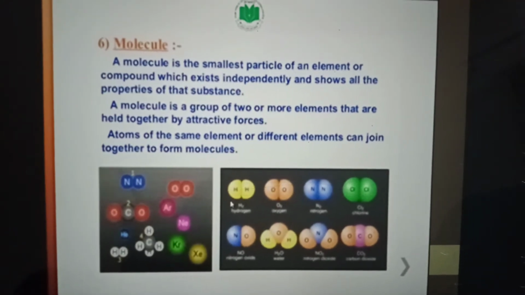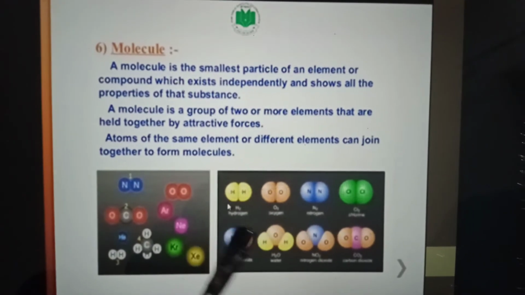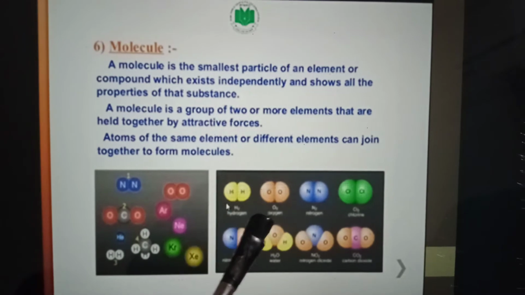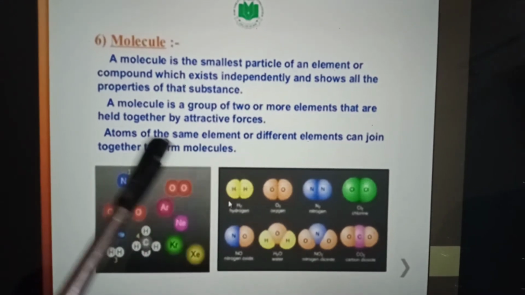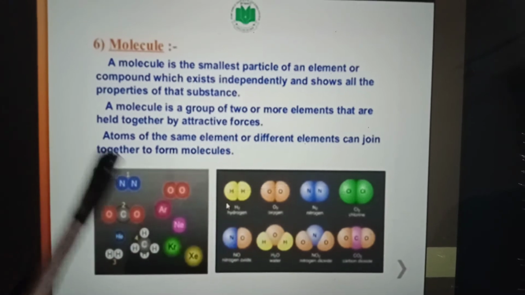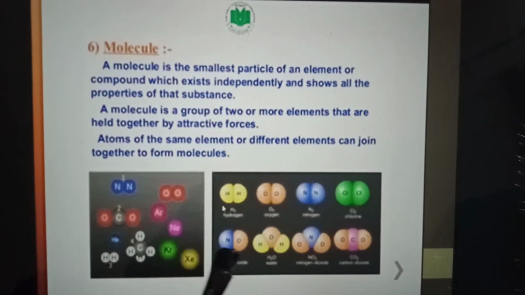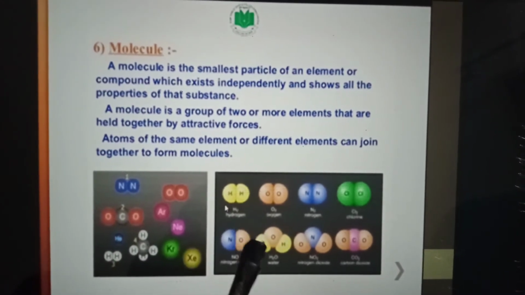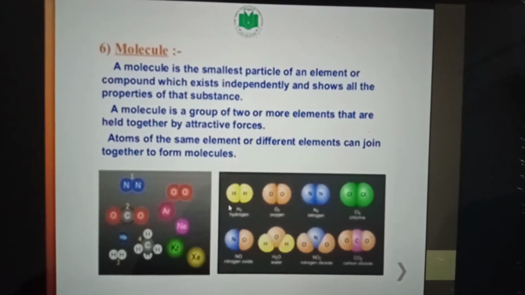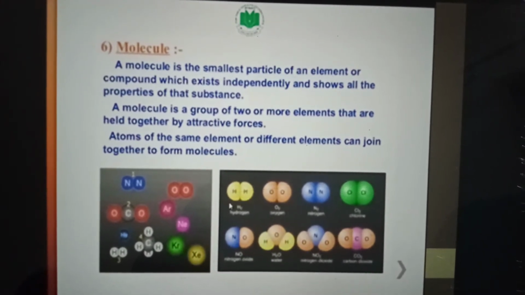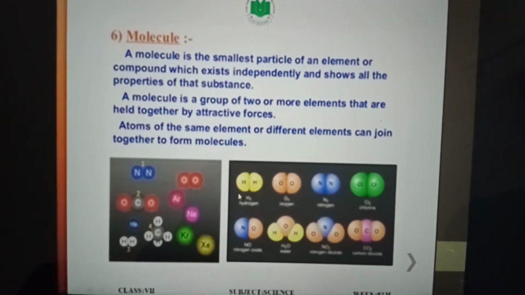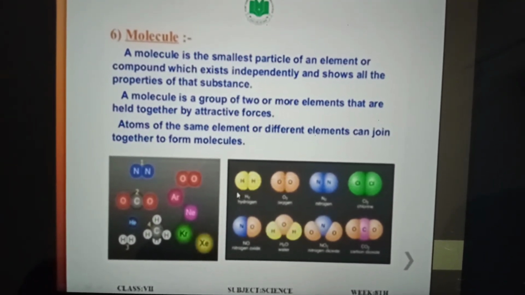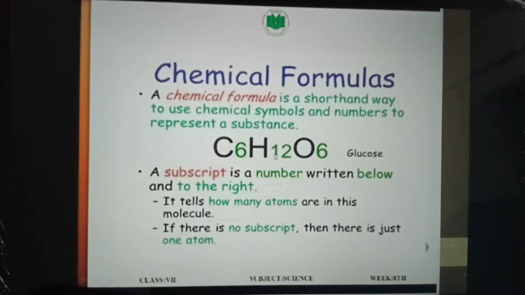So here are different kinds of molecules, including hydrogen and oxygen. 2 hydrogen atoms will join together to form H2 and 2 oxygen atoms will join together to form O2. So these are molecules, and there are stronger forces of attraction within these molecules.